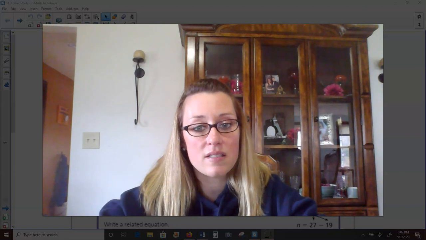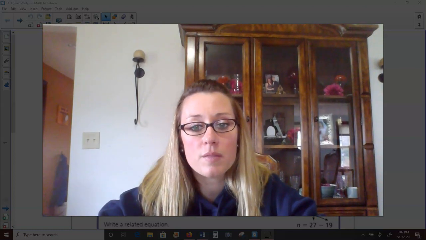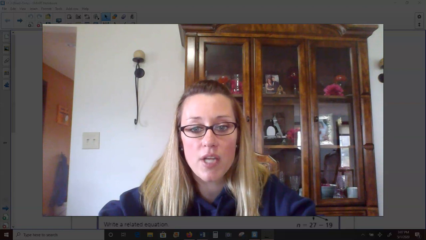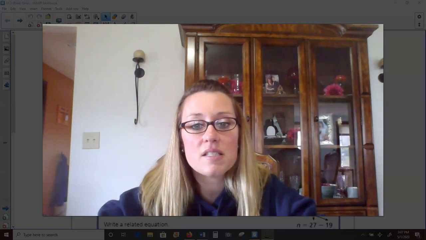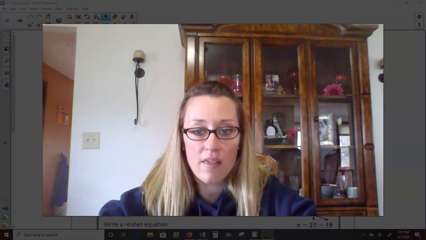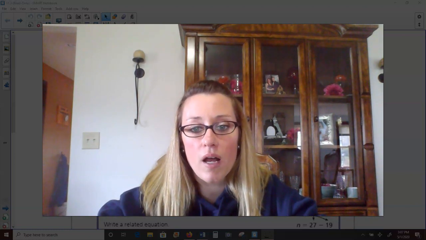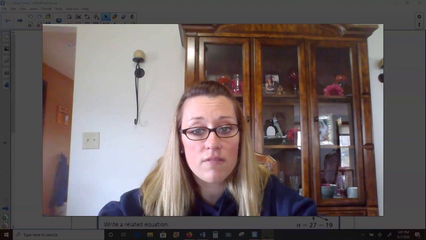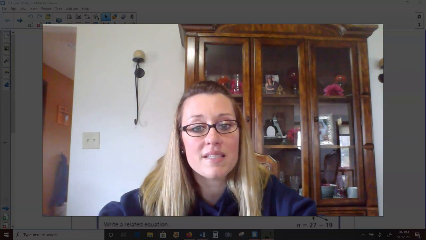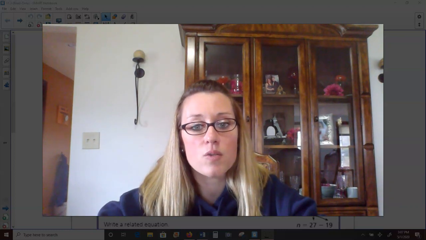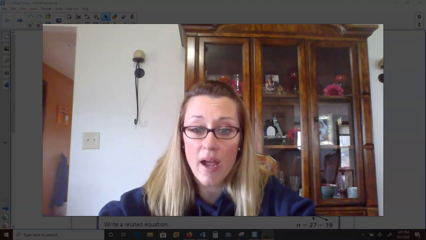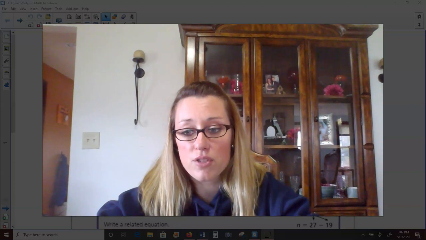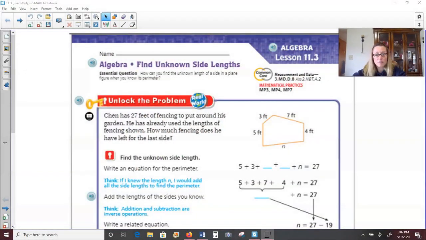Except in today's lesson, we are going to be given the perimeter of a shape, the total distance around it, and some of the side lengths. It's going to be our job as math detectives to figure out the length of a missing side. And we'll be doing that with lots of addition and subtraction today. So let's go ahead and get started.